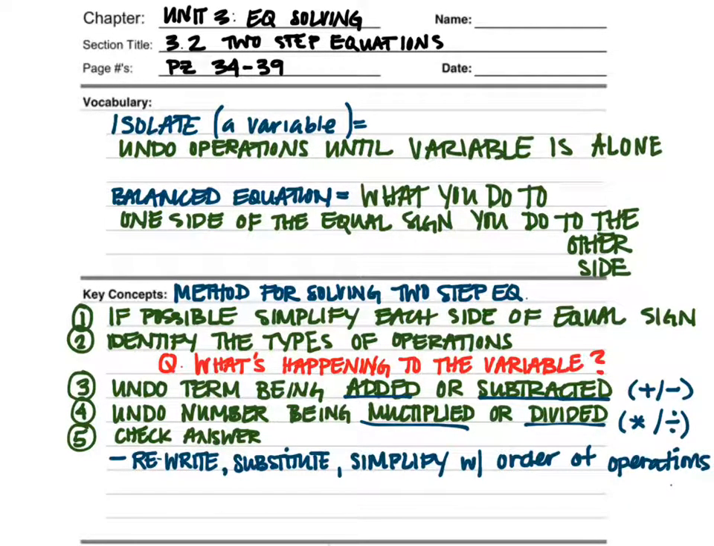The last thing we do, once we have our check and find that our solution works, is to box in our answer. Now that we've taken care of the key method, let's go ahead and take a look at an example right off the bat.